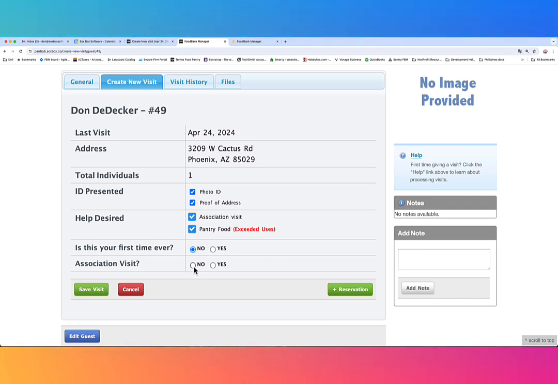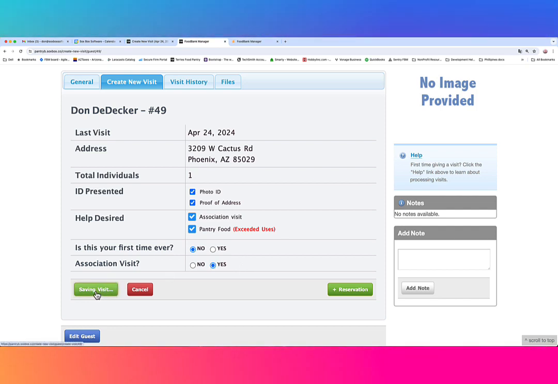Association visit. Now, this is another way of identifying an association visit. So here we made it a tracking method so that we can run our reporting off of the association visit tracking method. But if I would rather not have that, I can just toggle this to yes if it is an association visit, check the pantry food, and save. You can do that too. But having this and an association visit tracking method is really doubling your effort, so don't do both. I'm just showing two different options.